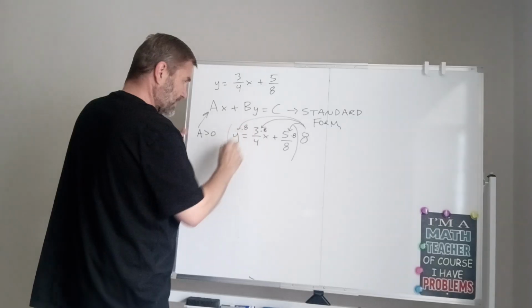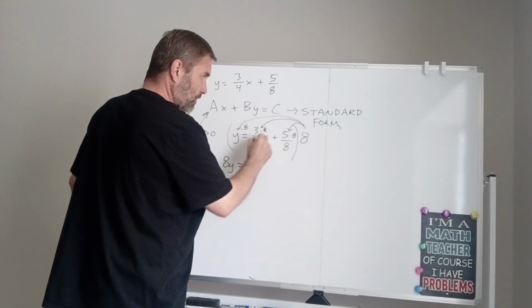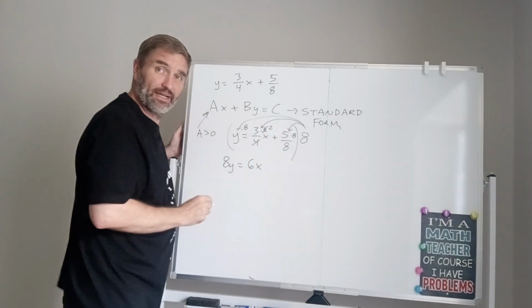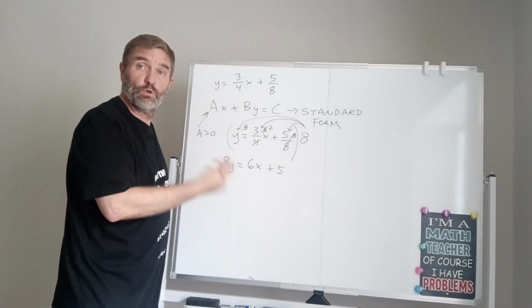Now what's going to happen here is 8 times y is going to be 8y. Here, the 4 goes into the 8 twice. So now that gives you 3 times 2, which is 6x. Here the 8s just cancel, and you get plus 5. Notice now we have no more fraction.